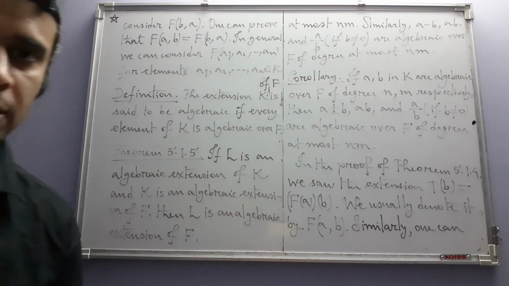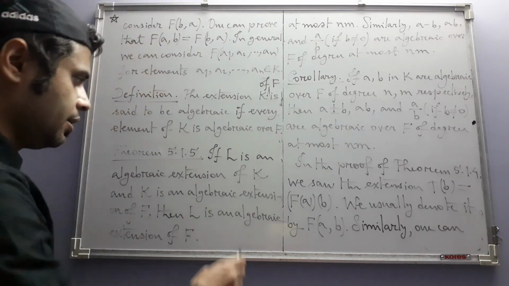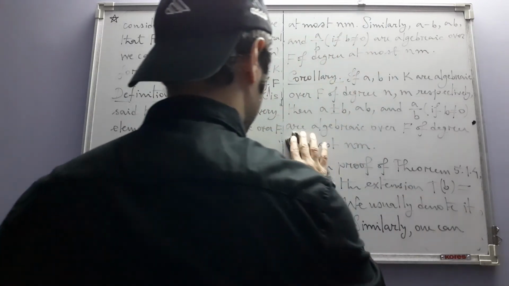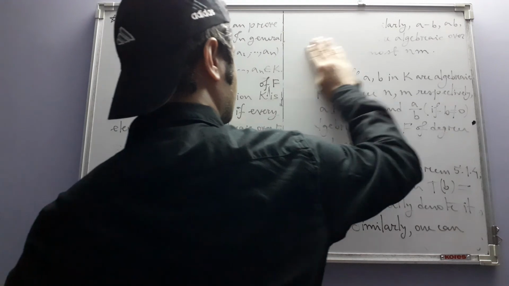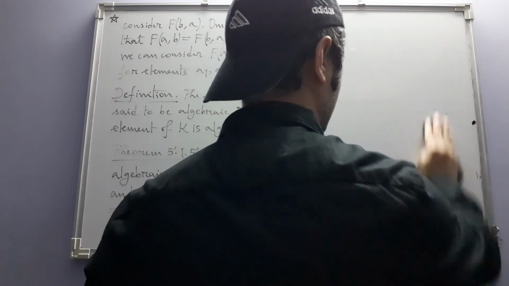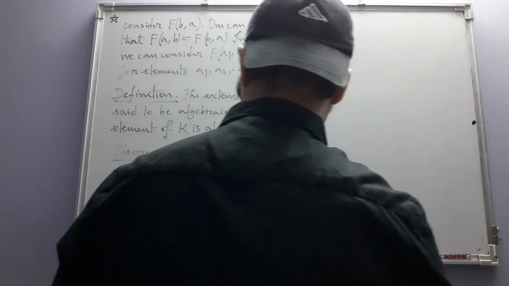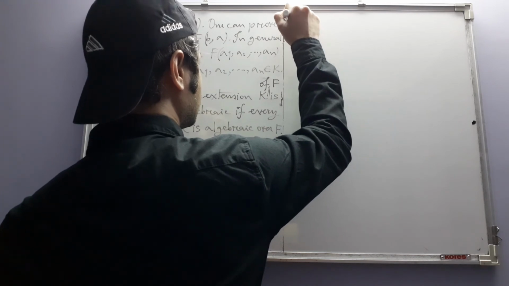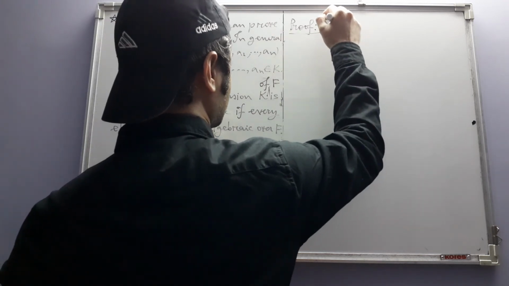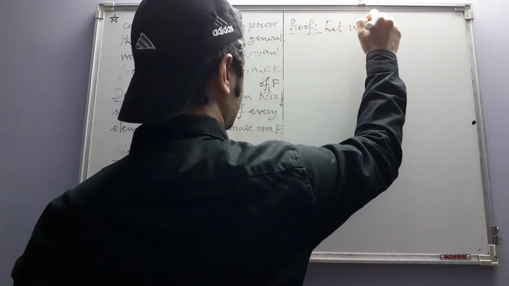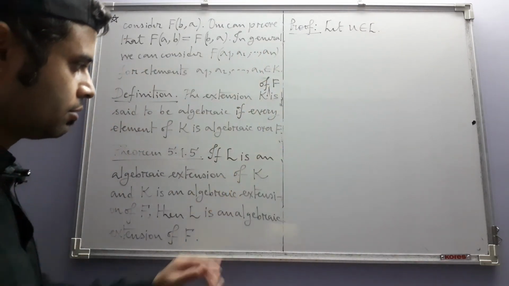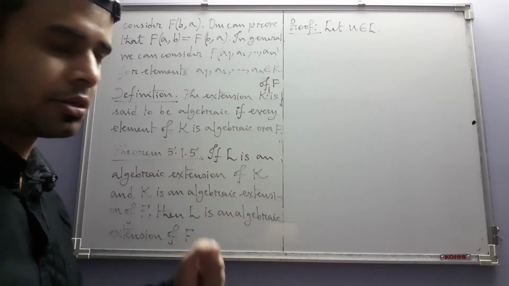Okay, so here our aim is to prove that every element in L is algebraic over F. So let U be any element in L. Now we already know that U is algebraic over K because L is an algebraic extension of K.